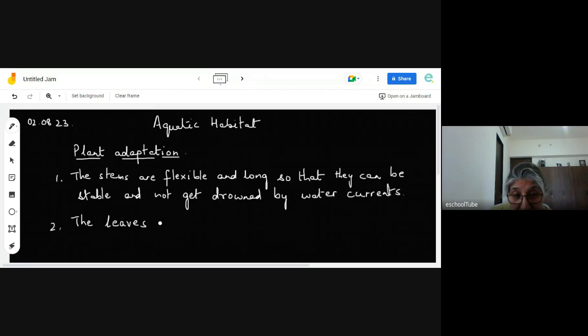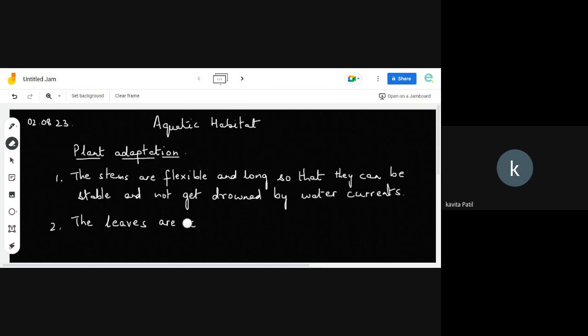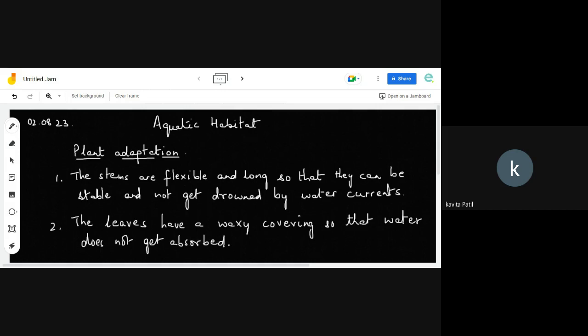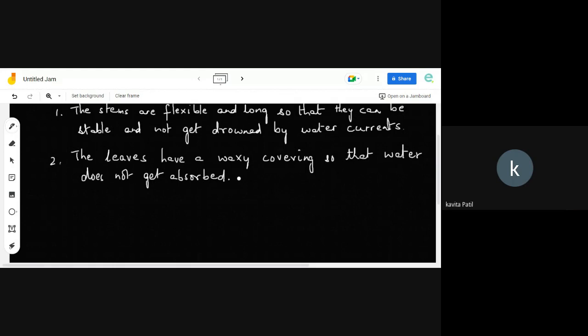The leaves have a waxy covering on them so that water does not get absorbed, which means they become waterproof. For example, we can say leaves of the lotus flower.